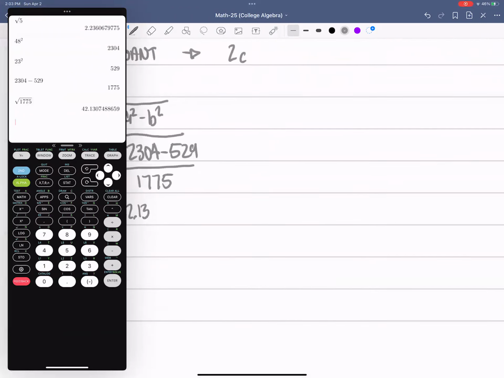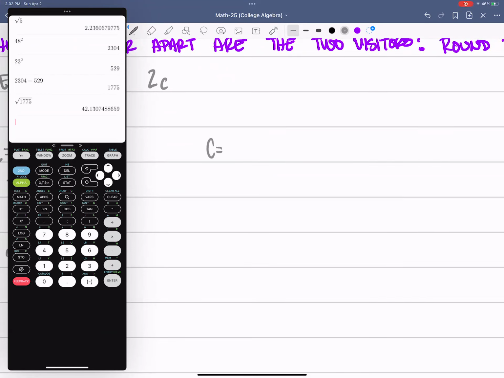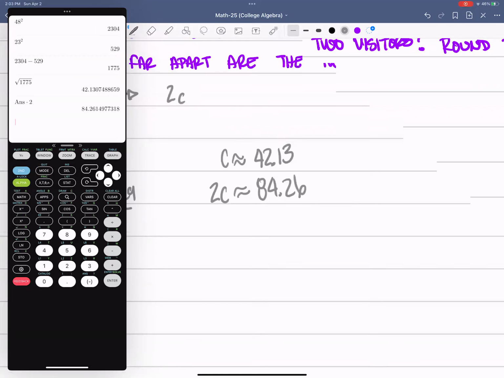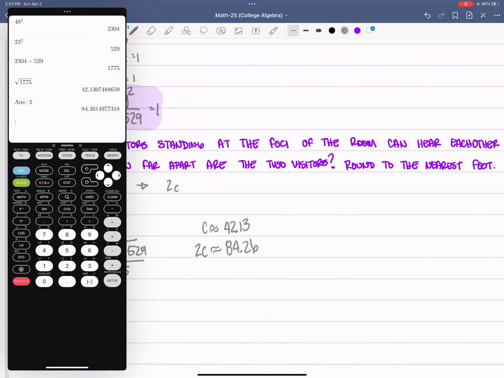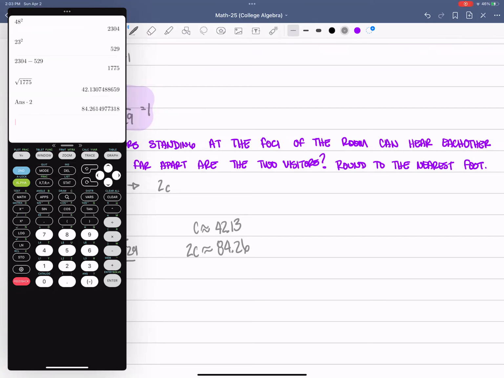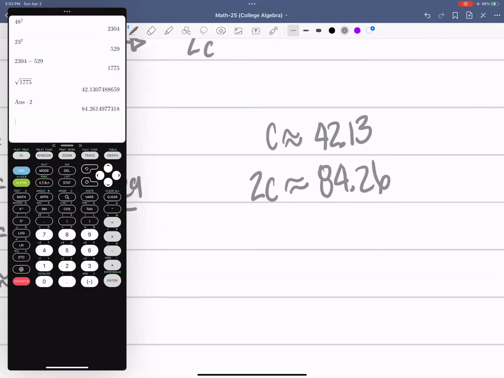All right, so that's c, but we want 2c. Since c is approximately 42.13, our 2c is going to be approximately, just multiply that by 2, 84.26. Do they tell us to round to the nearest foot? All right, so the nearest foot is just going to be 2c, approximately 84 feet.